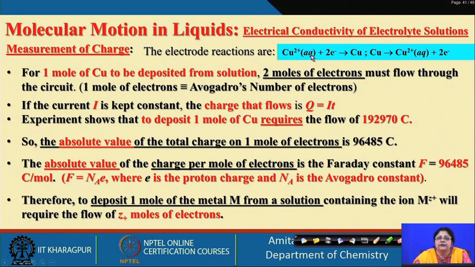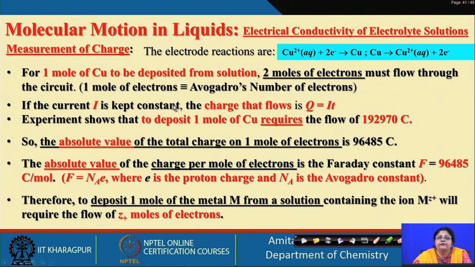Okay. So, if we want to deposit 1 mole of copper on the electrode, then 2 moles of electrons must flow through the circuit, and 1 mole of electrons is equivalent to 1 Avogadro number of electrons. So, 1 mole of electrons is equal to the Avogadro number of electrons, that is 6.023 × 10^23.